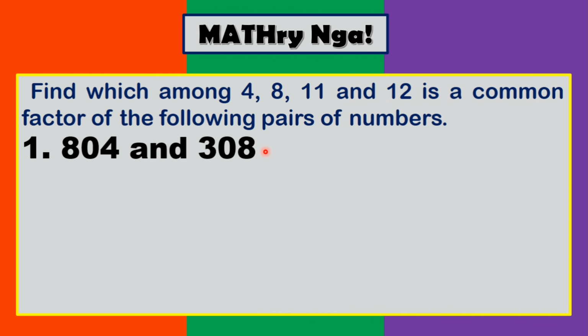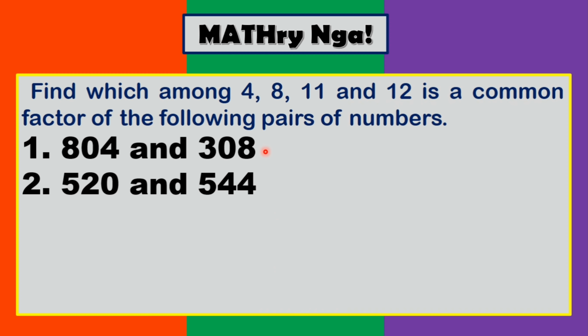Now, let's proceed to number 2. 520 and 544. Get their common factor or common factors between 4, 8, 11, and 12. Now, you have your time. Hit pause now!